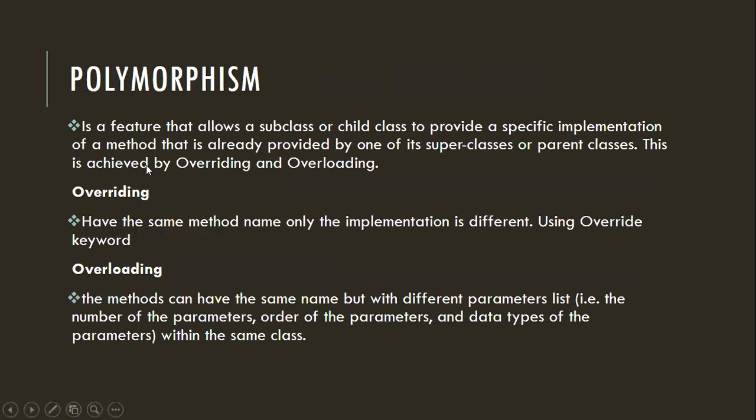So polymorphism, මේකට මම ඔයාලට example එකක් දෙන්නම්. Polymorphism is a feature that allows a subclass or a child class to provide a specific implementation of a method that is already provided by one of its superclass or parent class. This is achieved by overriding and overloading. So methods දෙකක් තියෙනවා when it comes to polymorphism.